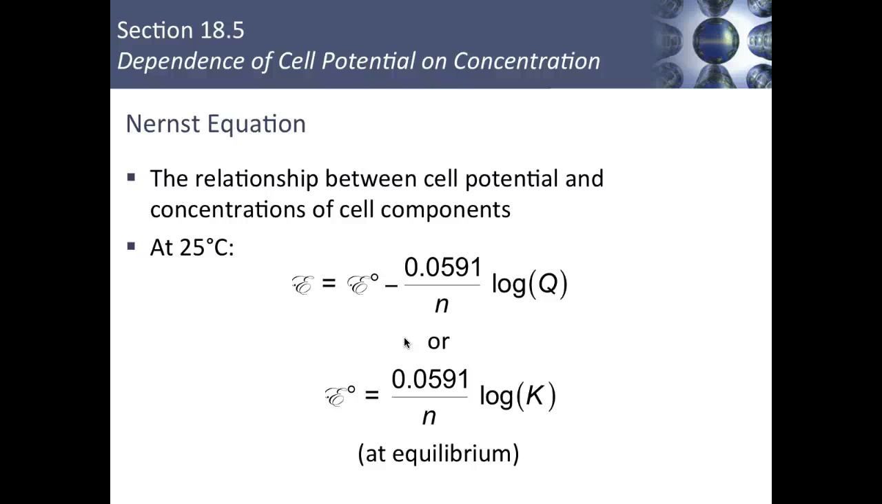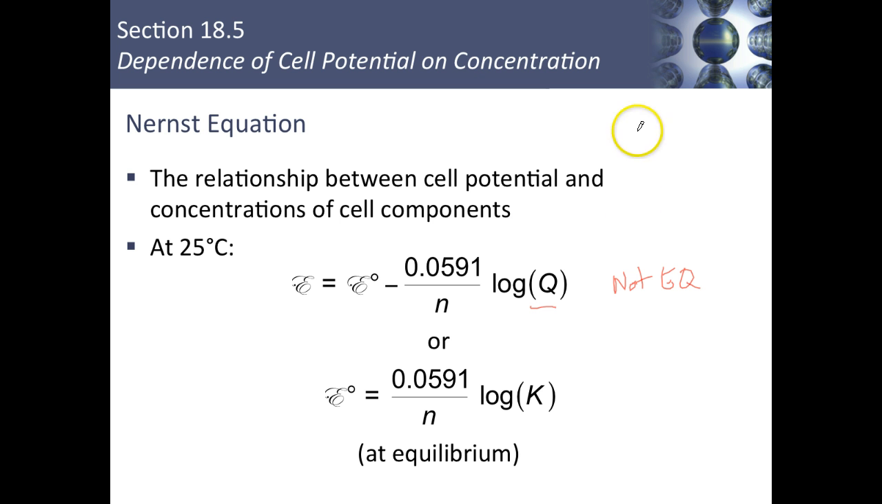So we look at it in two situations. The first situation is if we have a reaction that's not at equilibrium. I can tell that it's not at equilibrium because I see Q, so I'm going to put not EQ. If it's not at equilibrium, we still use the information from our standard state, but we subtract from it this value divided by the number of moles of electrons times the log of Q.